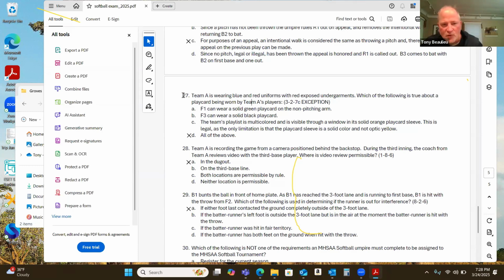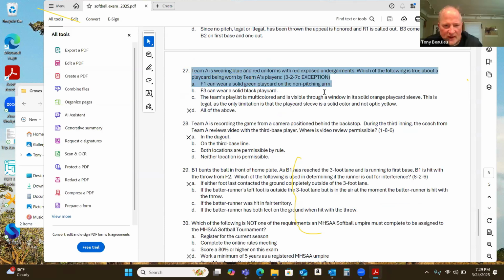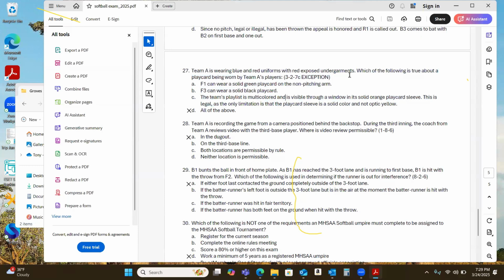So question 27 is, if I recall, a pretty easy one though. Anyways, Tony, that's the question that's on there right now. Is this a different question than the one we had earlier? Yes, it's a little different. The other one talked all about hands. F1 can wear solid green. Go ahead. Yeah, number 5 was the other one.